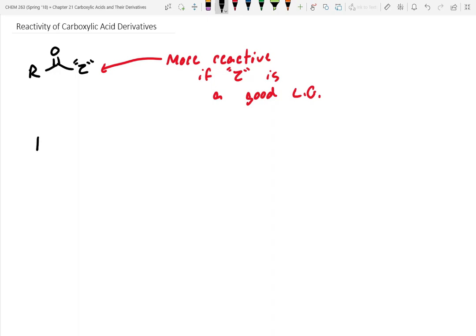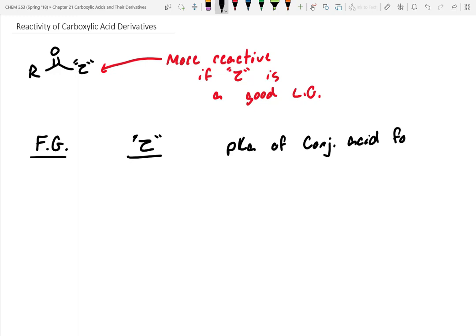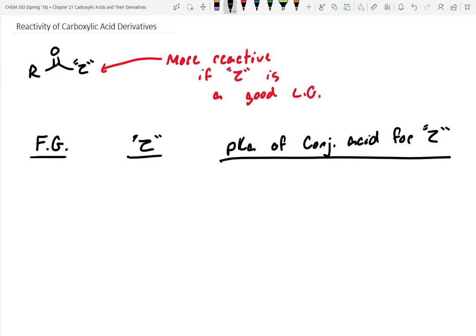So let's take a look at just that simple list again. I'll do functional group, we'll look at Z, and then what I'll do is the pKa of the conjugate acid for Z in the next column. So we'll do the simplest one first. We'll do the acid halides, and I'll pick acid chlorides because they tend to be the most common. That means if Z pops off, it'd be just Cl minus.